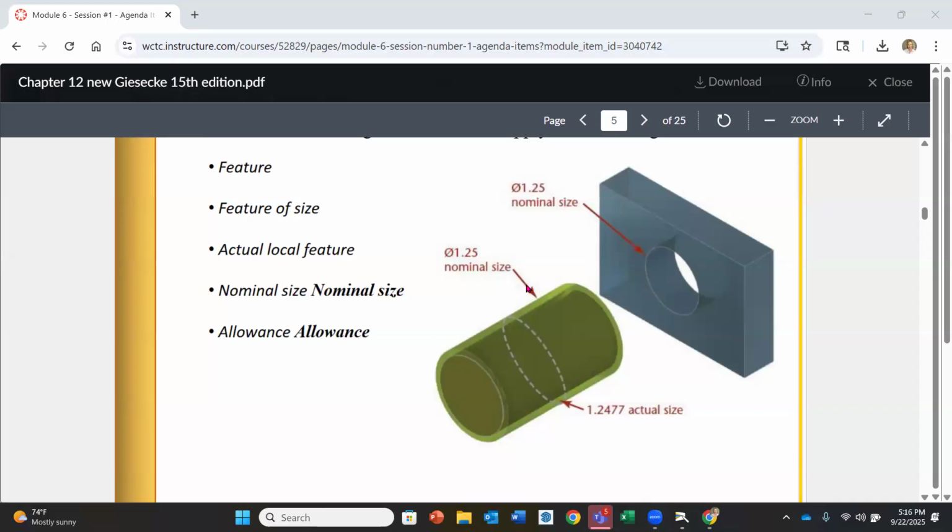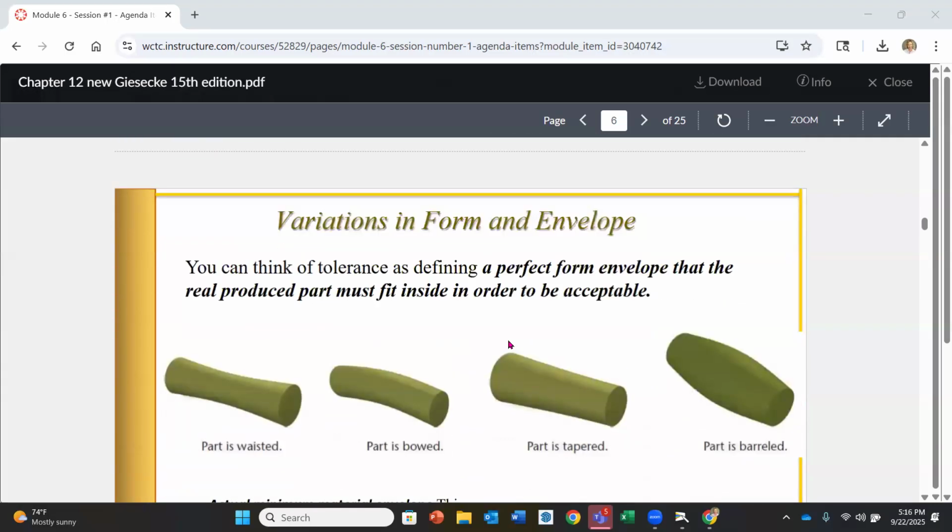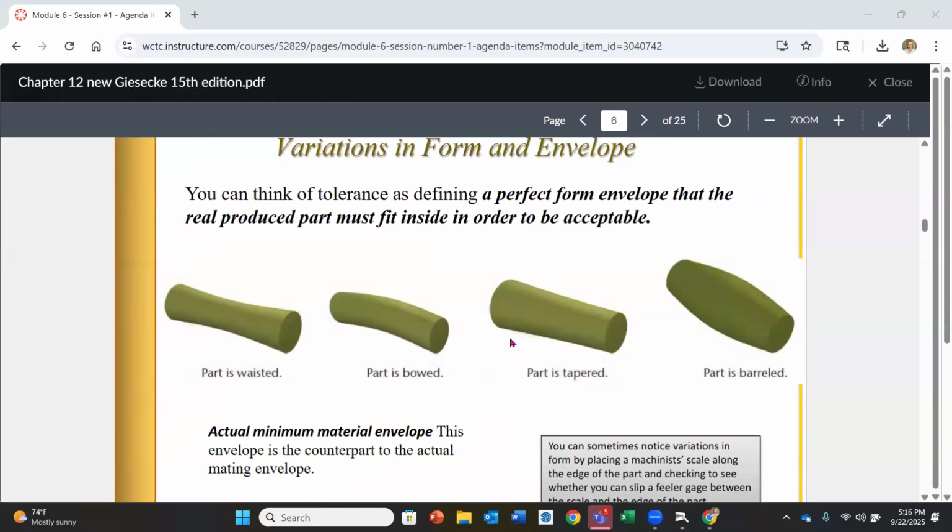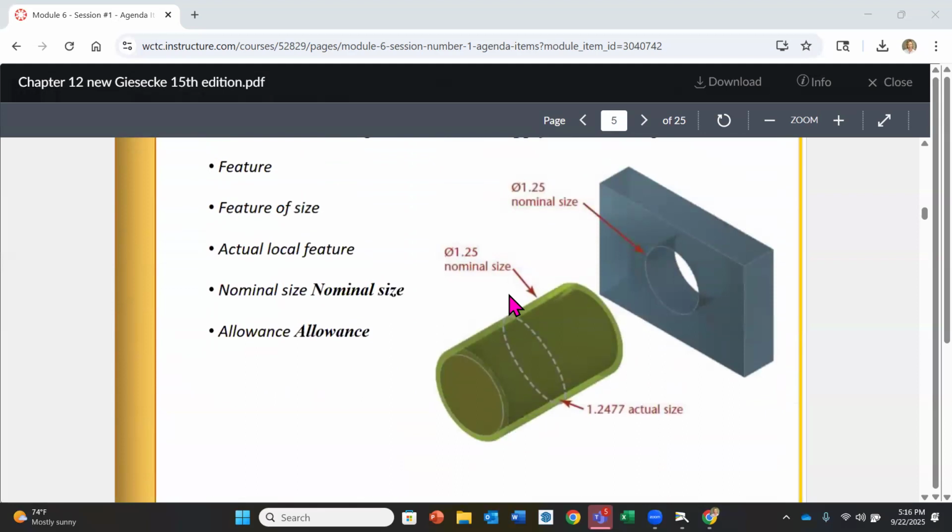When I have an allowance that is positive, that's going to be a clearance fit. When I have an allowance that is negative, and we'll be calculating these a little bit later, that's going to be an interference fit. So not too much right here on that, but those are just some terms. Now, as we look at variations along the length of a feature, for instance, if we look at this pin that we have here, the feature is the outside diameter here.